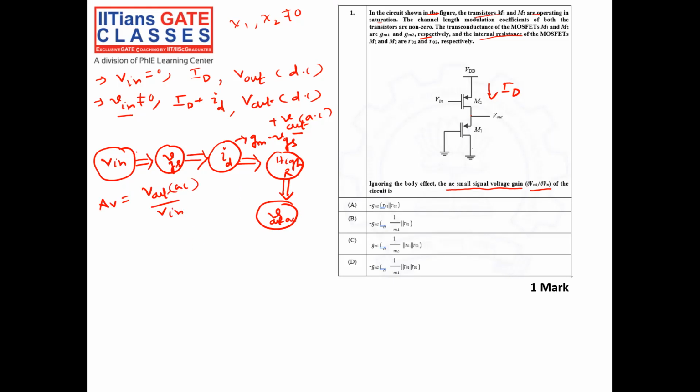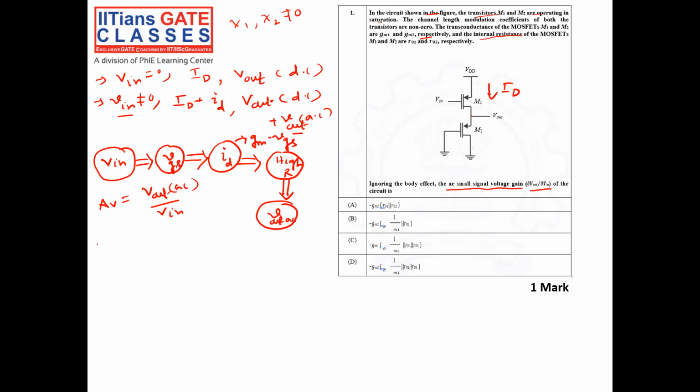So my input voltage modulates the gate to source voltage. Then in response to the change in VGS, I get an AC drain current, which is GM into VGS. When this AC current flows through a high resistance, it generates an output AC voltage, which is generally higher compared to the input AC voltage. Then I have to find out the output AC divided by input AC.